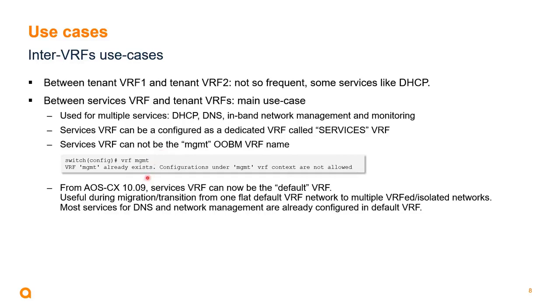And from 10.09, the services VRF can now actually be the default VRF. That might be very useful for migration, or for people that want to transition from one flat default VRF network to multiple, I would say, isolated networks with different VRFs. So most services, for DNS for instance, or for network management, that would already be configured and residing in the default VRF might be leaked to those tenant VRFs.